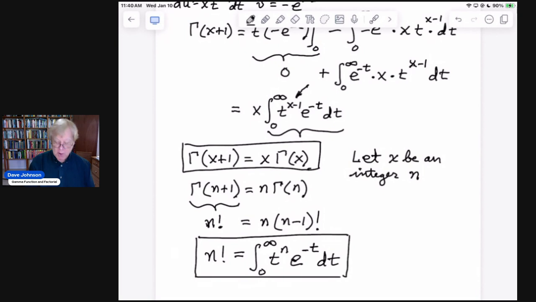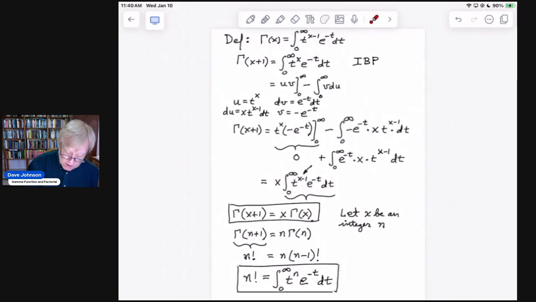I also want to mention that if you plug in n equals 0, you're going to get t to the 0 here. But that's okay. t to the 0 is 1. And the integral from 0 to infinity of e to the negative t dt does turn out to be 1. So everything's cool. So that's our result.